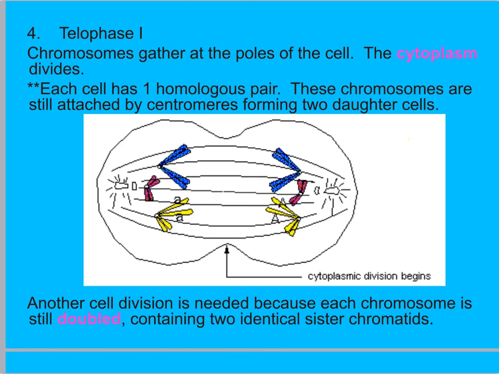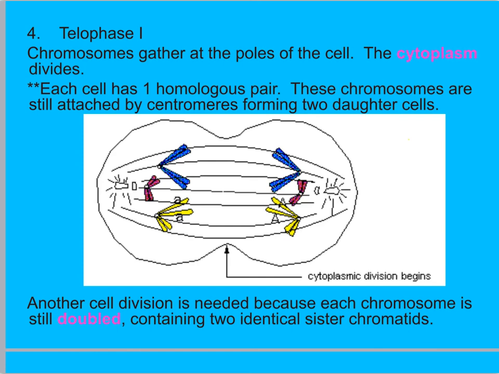So telophase 1 is going to be very similar to telophase in mitosis. Your chromosomes are still going to gather at opposite ends of the cell, and your cytoplasm may or may not divide. In telophase 1, you might have cytokinesis after it. You might go into an interkinesis afterwards. But anyway, all the normal things that happen in telophase are still going to happen. Those chromosomes are going to cluster towards opposite ends of the cell.